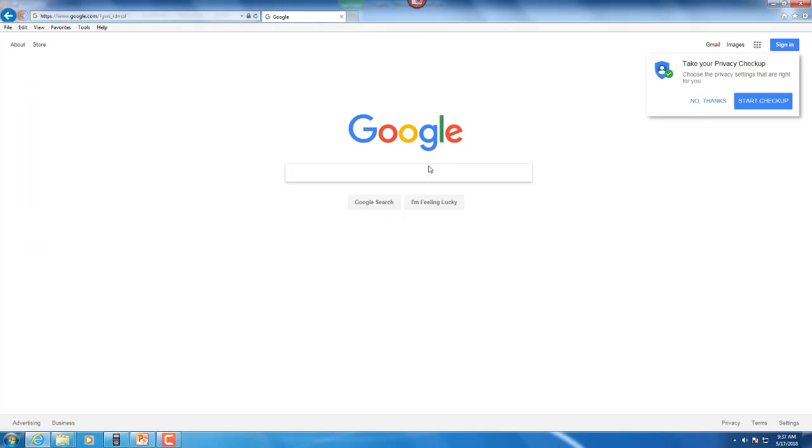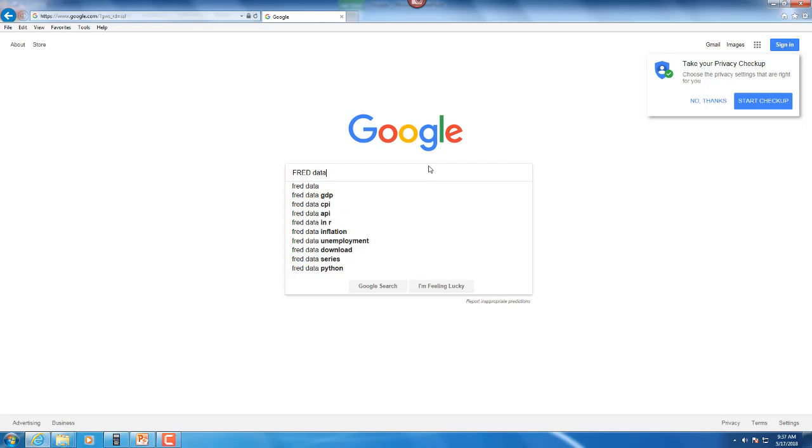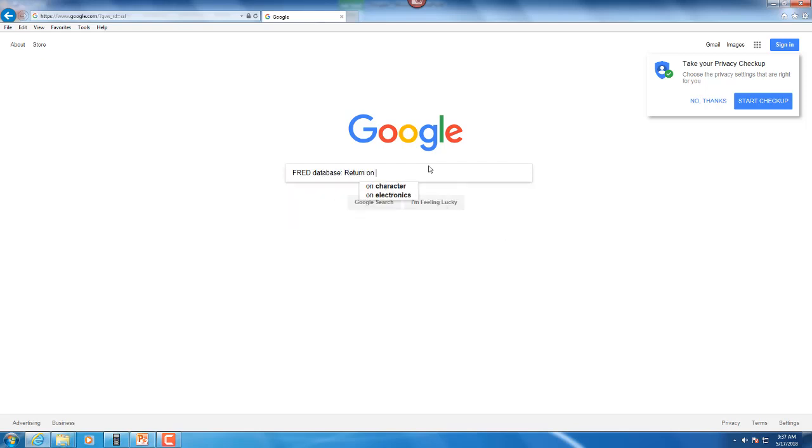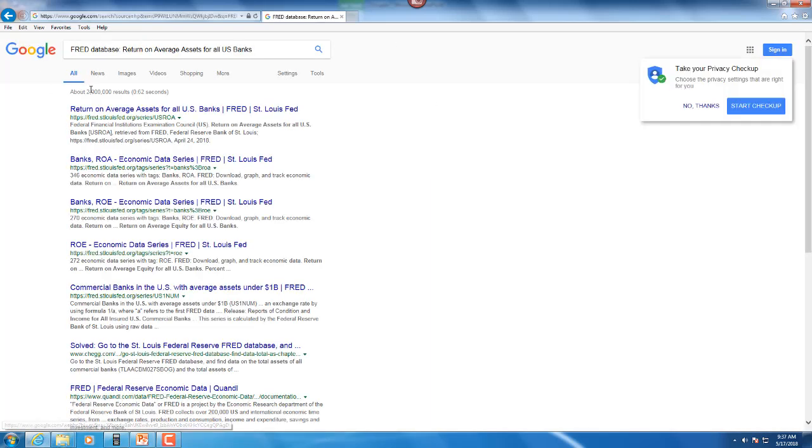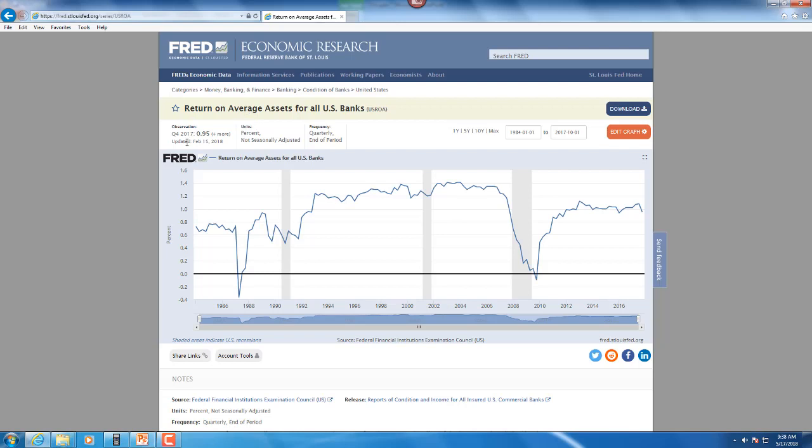Okay, now the FRED database, and return on average assets for all US banks. Now remember, I'm not making up these numbers. They are from the Federal Reserve Bank of St. Louis. I want all of you to look at this.